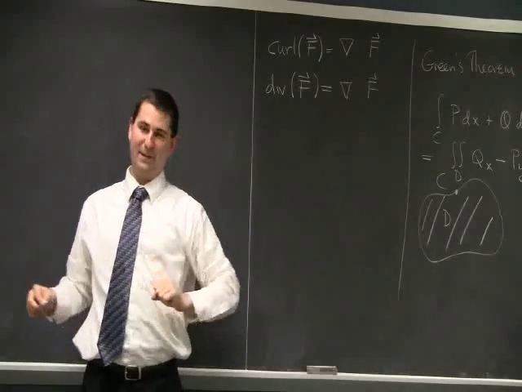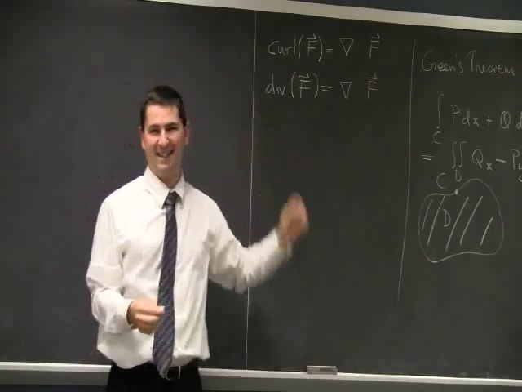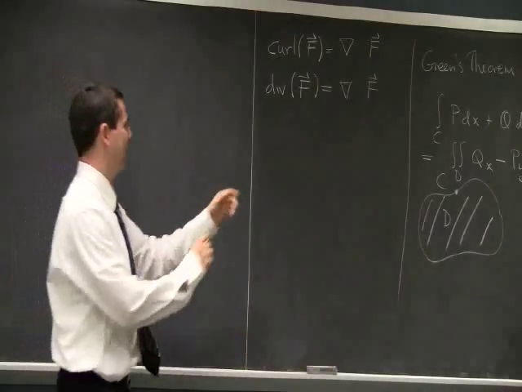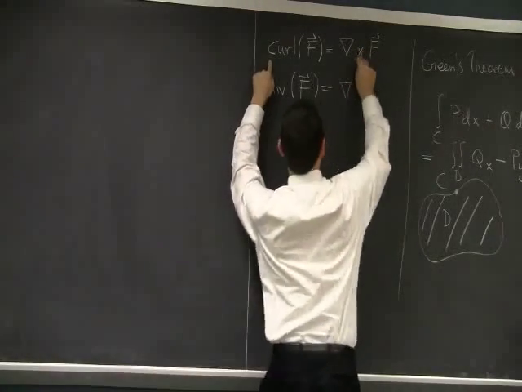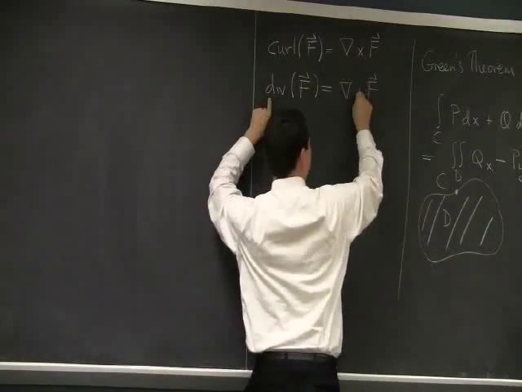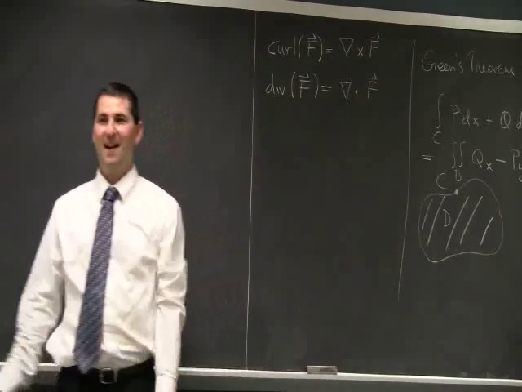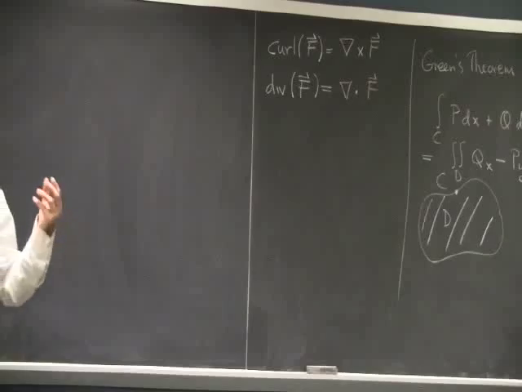Curl is the cross, div is the dot. Curl is a C, C is the cross. Div is a D, D has a dot. I love when mnemonics are so natural.